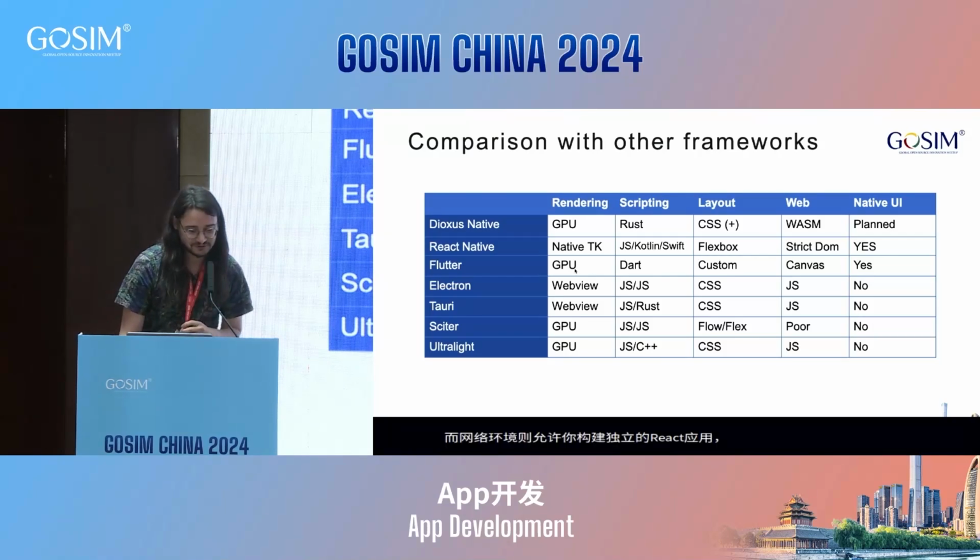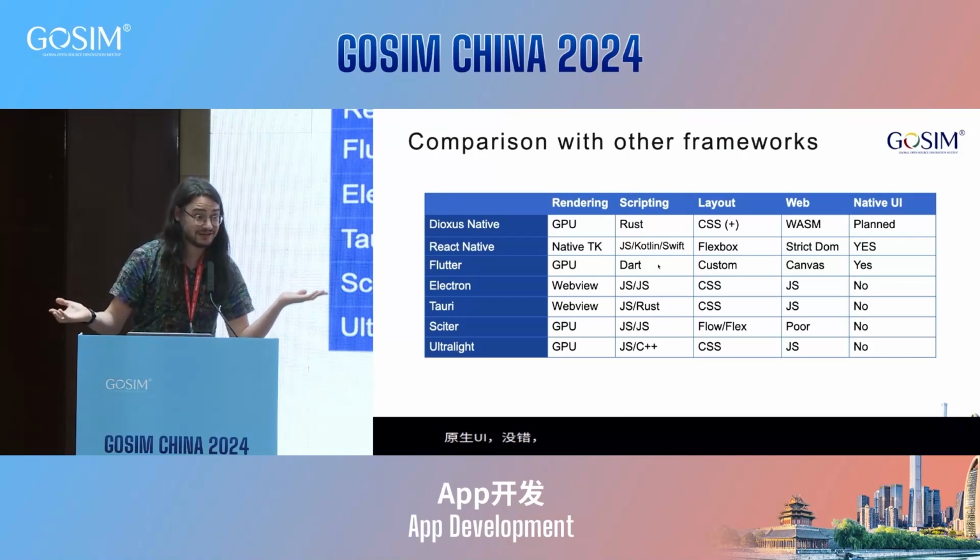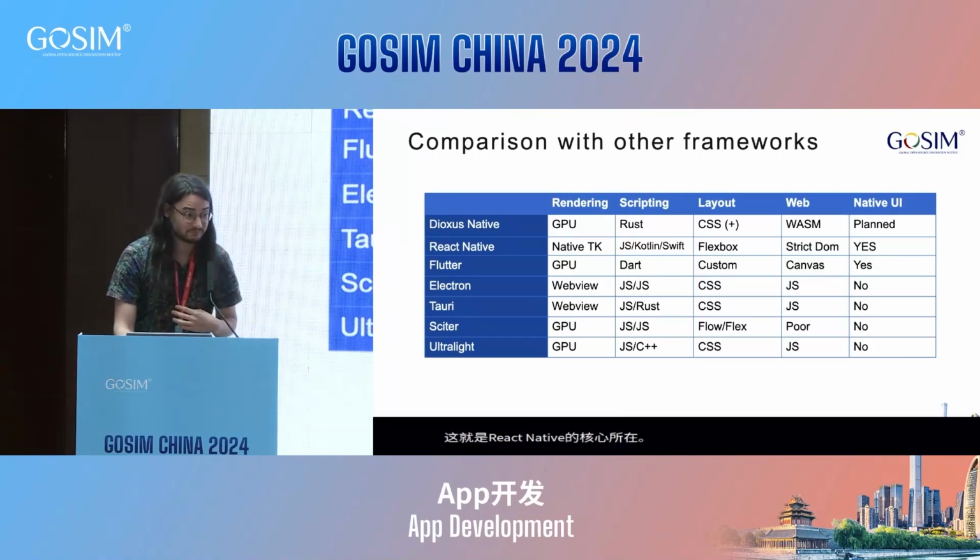Flutter is using a similar GPU rendered approach to Dioxus Native. It's very similar in that regard. Scripting is with Dart, which has its pros and cons. I actually think Dart is a great language, but the ecosystem's a bit more lacking than some of the other options.